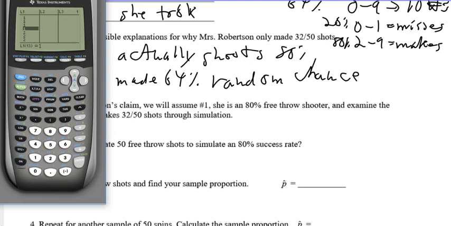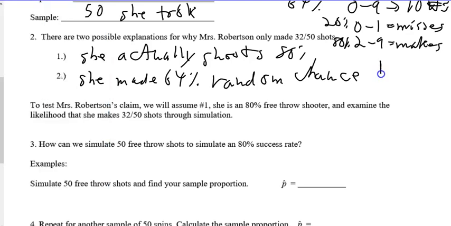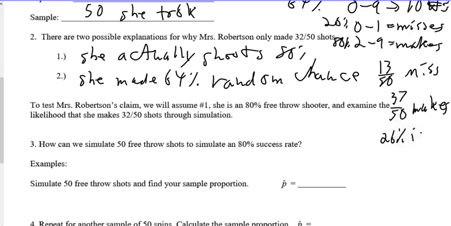So I got 13 out of 50 misses, which means I got 37 out of 50 makes. So that's 26% in, I'm sorry, no, out, miss. 26% miss and 74% make.